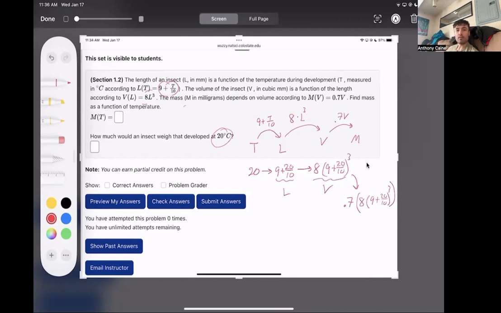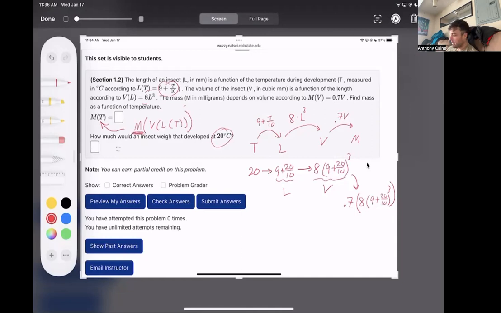I took every step along the way, right? I began with temperature. I end with mass. What you're doing here is function composition. If I were to write this all out, the way you get m as a function of t is m is a function of v, which is a function of L, which is a function of t. Now this looks like what we saw previously, but really souped up. Let me make it look the same.